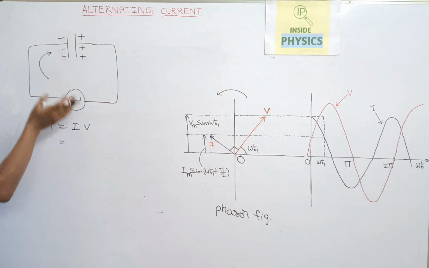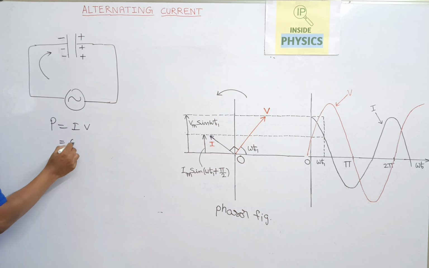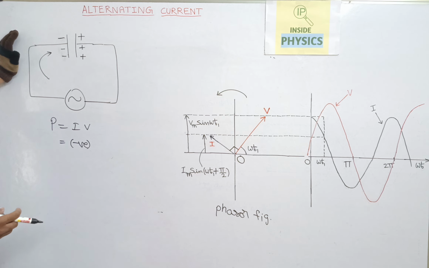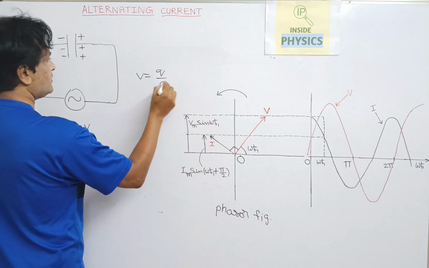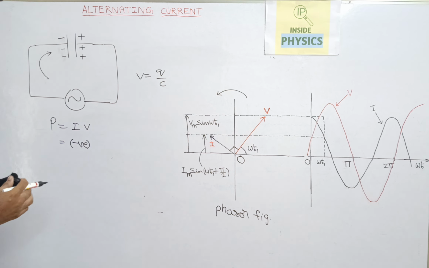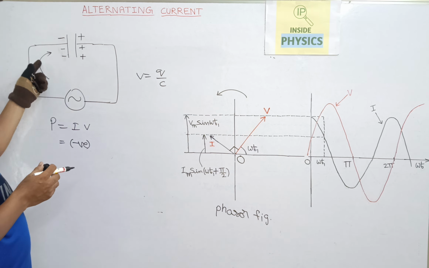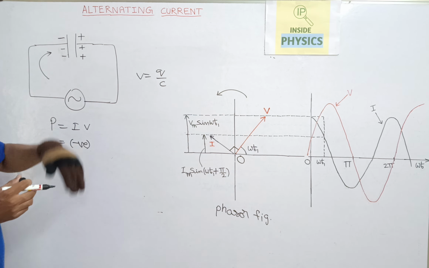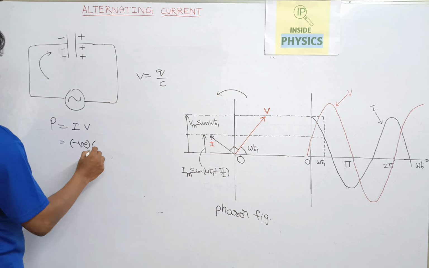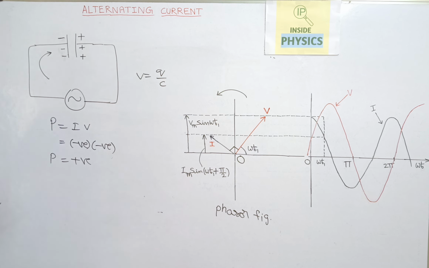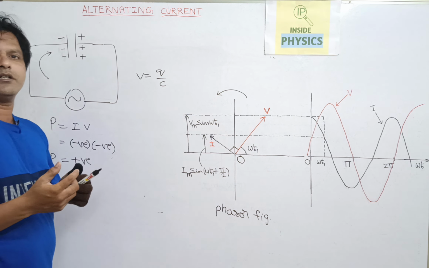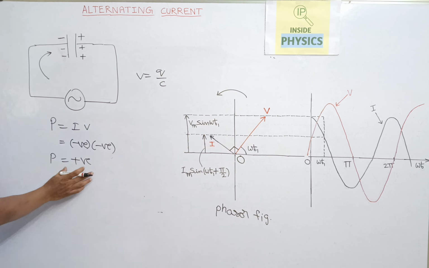the current is on the negative side and it is increasing, so it is negative, and the voltage, V is equal to Q by C, right? Whenever the current is on the negative side, the voltage is also negative. This becomes positive, so the power consumed is positive. There is a definite value which is consumed from the source.